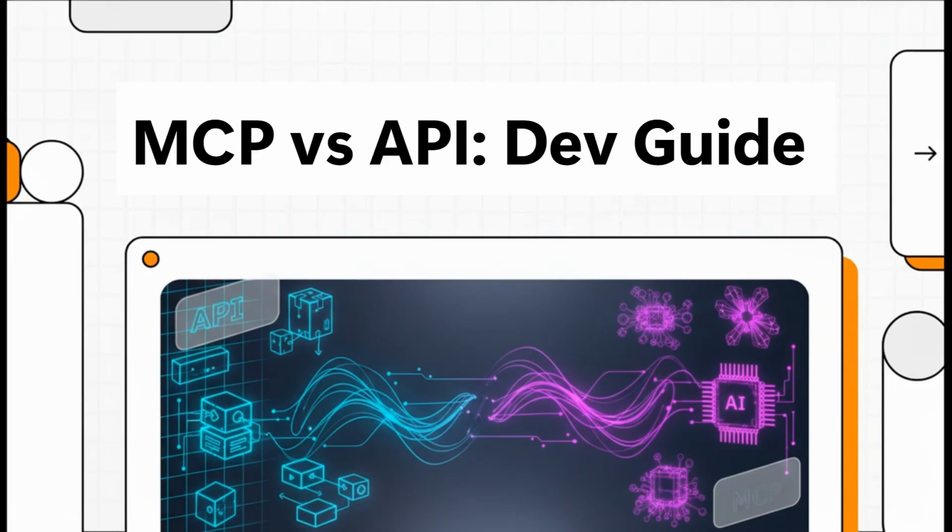Welcome to The Explainer. Okay, if you're a developer building for 2025, you are staring down a huge choice. Do you stick with the APIs you know and love, or do you bet on a brand new protocol that's designed specifically for AI agents? Today, we're going to demystify that exact choice.